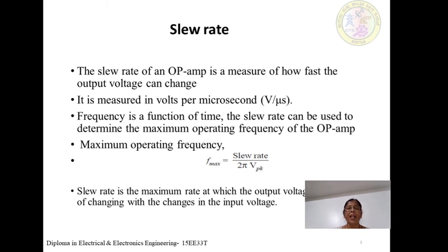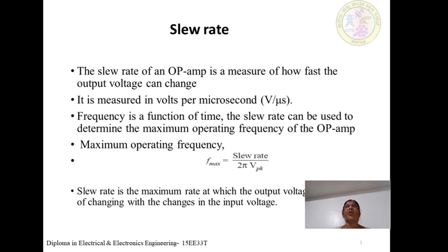So slew rate is the maximum rate at which the output voltage is capable of changing with the changes in the input voltage. Only changes in the input voltage. That is what can be said about the slew rate of the amplifier. So these are the points we have discussed in session number 46 of unit number 5, that is op-amp and timers.